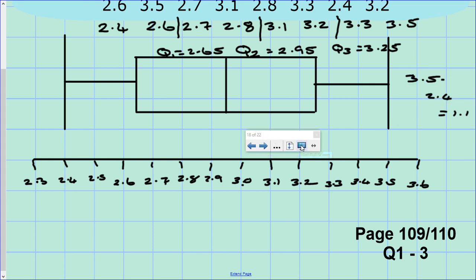Now, if you're stuck at this part and you're drawing your box plot, can you please, when you send an email, send me a photo of it, just so that I can see where you're going right or going wrong. It's a little bit easier for me.